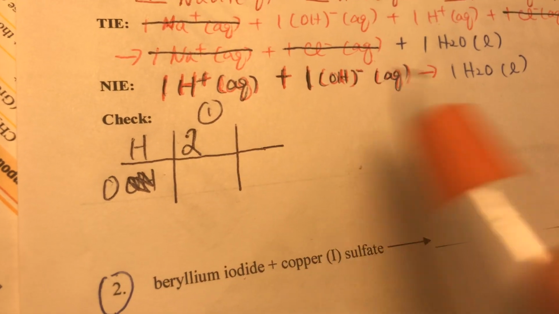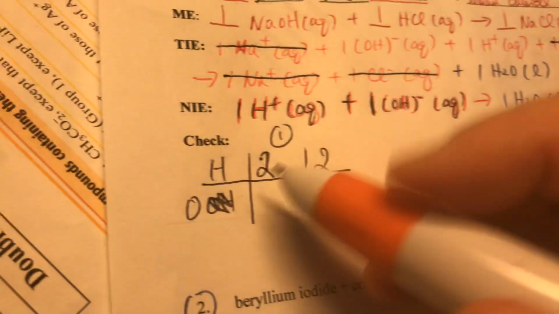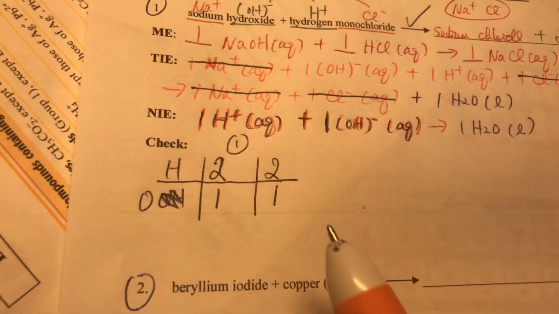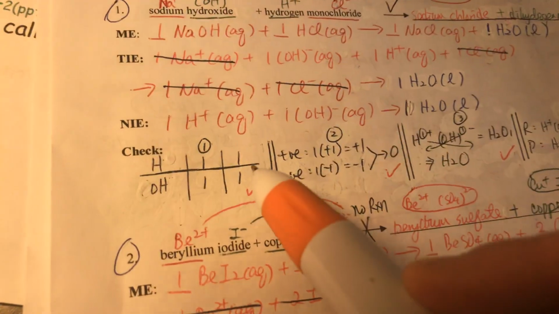2 hydrogen on the left, okay, because I have 2 hydrogen. You have 2 on the right hand side. Oxygen, I have 1 and 1. This is one way you can write. This is a special case because water is a special case. You can write like that way, or if you want, you can write like this way.